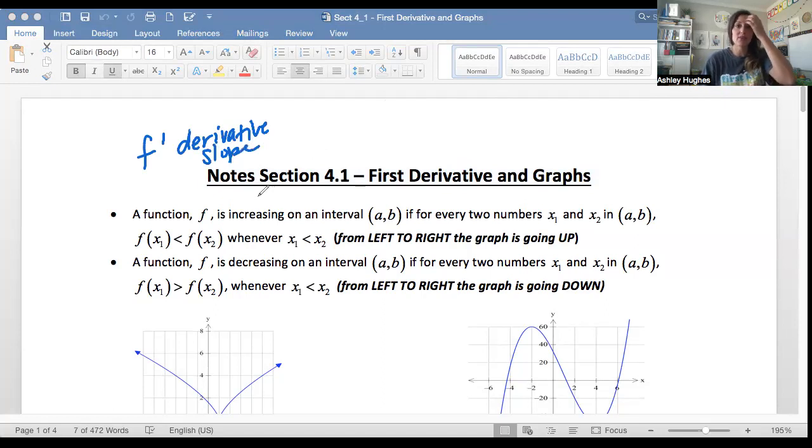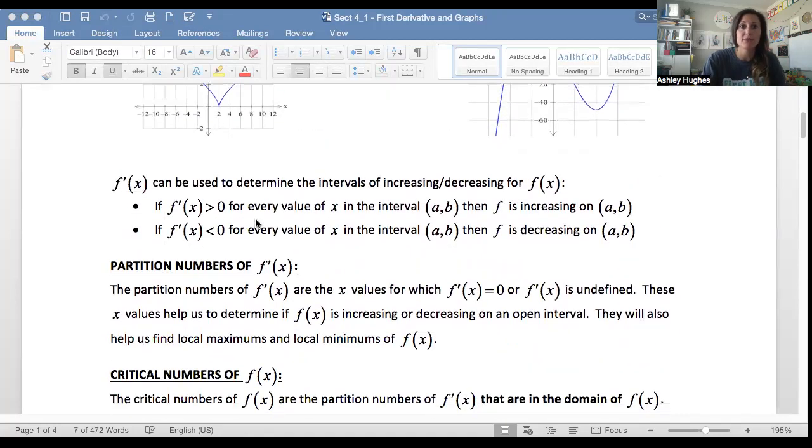Okay, so what does it mean for a function to be increasing? It means the function is going up. That's what this is saying, right? That one y value here is greater than this y value here. And then a function will be decreasing if the reverse is happening. The further you move along x, the smaller the y values get. But there is a more technical way to define increasing and decreasing based on the derivative.